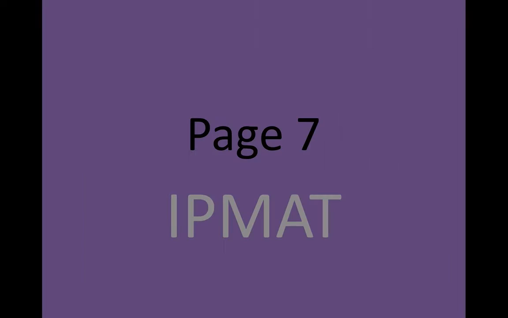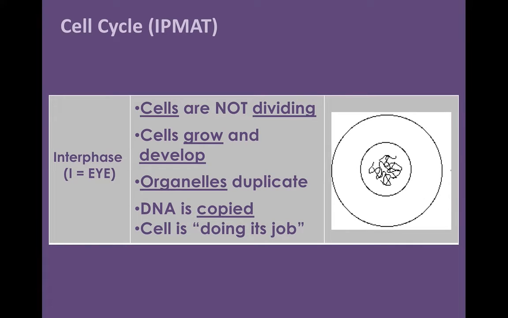All right, now on page 7, we are going to talk about an acronym pronounced IPMAT. And of course, that's not a real word. It's an acronym that's going to help us remember the phases of mitosis in order. So on page 7, I'd like you to go down to your chart about mitosis. And we're under the word interphase. I'd like you to add, just like I have here, the letter I, and then say equals I.